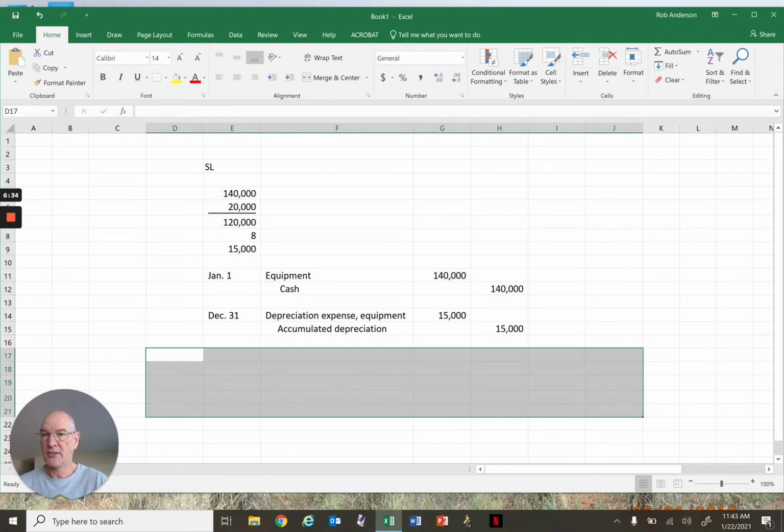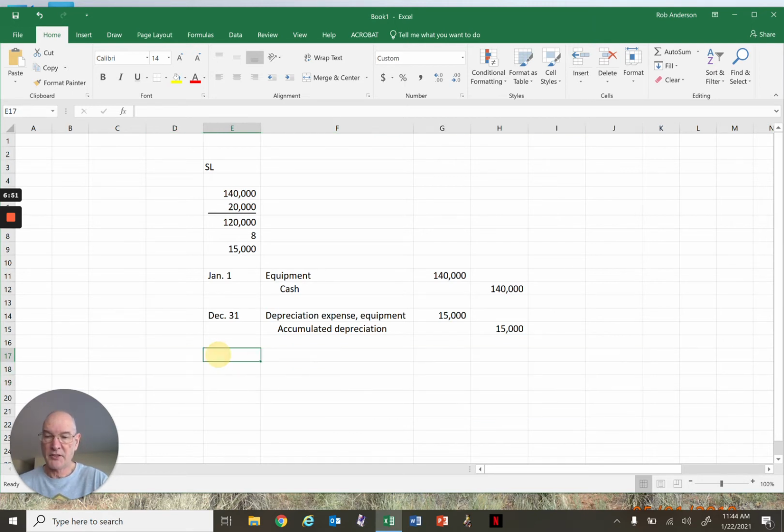Now, let's say instead that we purchase this partway through the year, because honestly, who gets up New Year's Day and goes and buys $140,000 of equipment for their company? Maybe nobody. So more likely we bought it, let's say, on August 20. Let's say we bought it August 20. So now we're talking about a partial year of depreciation. And this is quite easy.